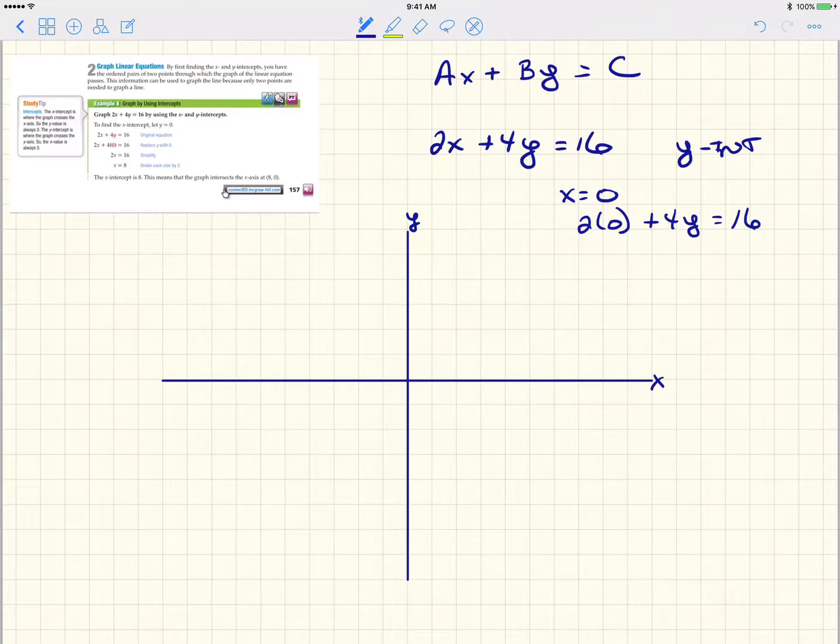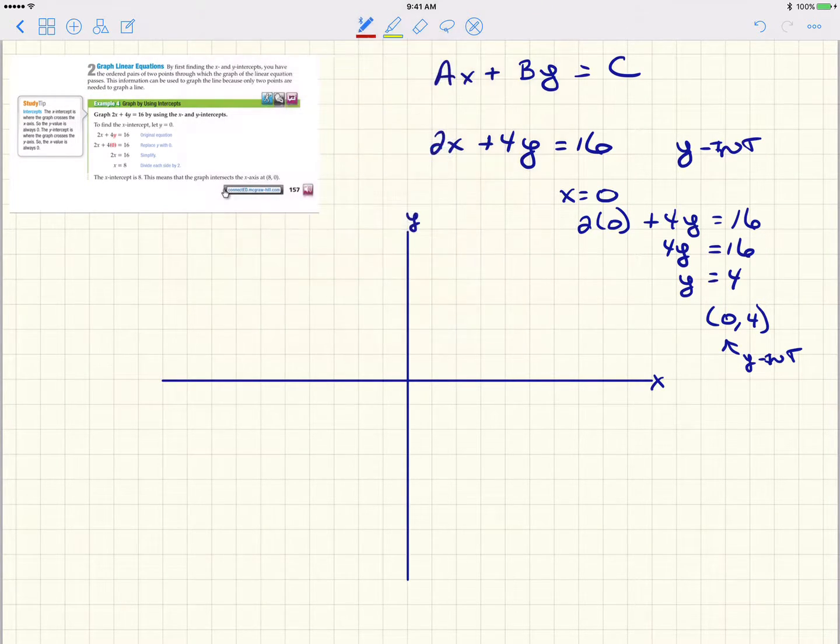Well, 2 times 0 is going to be 0, so that leaves me with 4 times y equals 16. If I divide both sides by 4, y equals 4. So I have the coordinate pair x equals 0, comma, y equals 4. This is the y-intercept of my graph. I'm going to go ahead and plot that point.